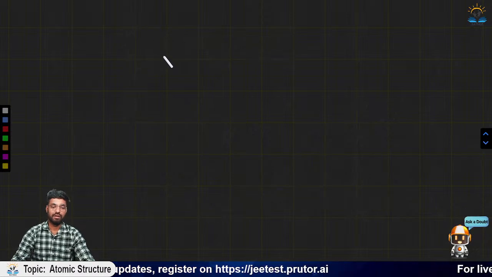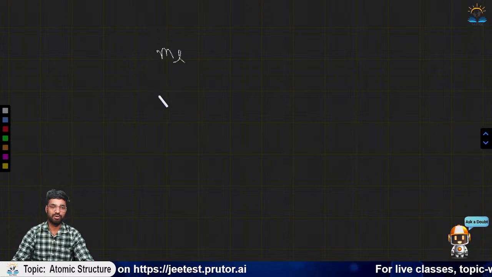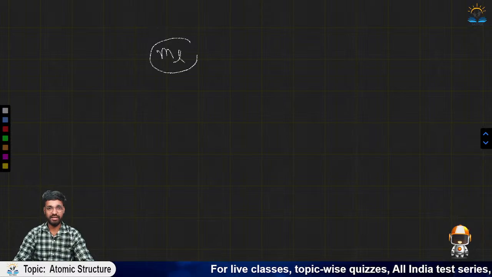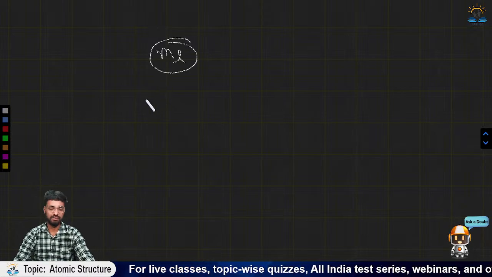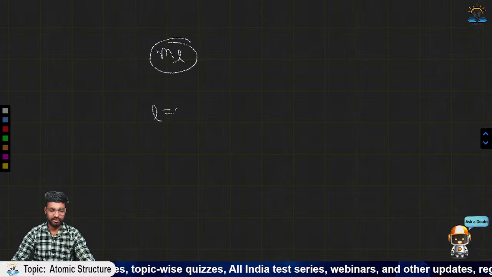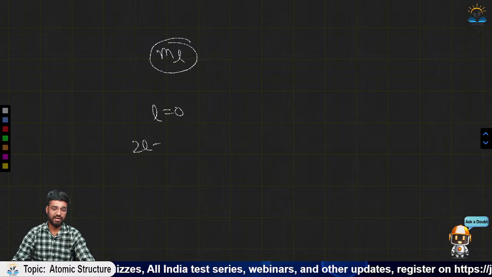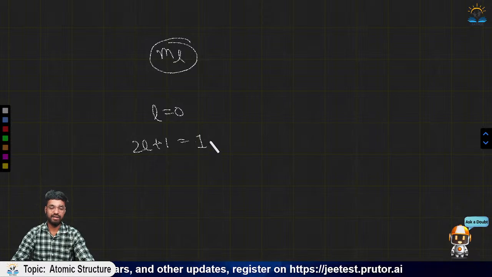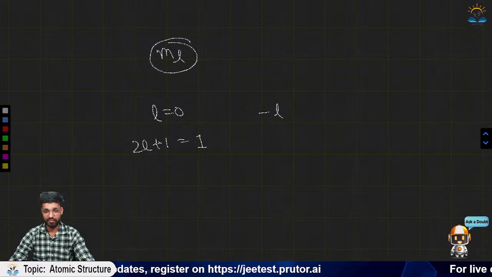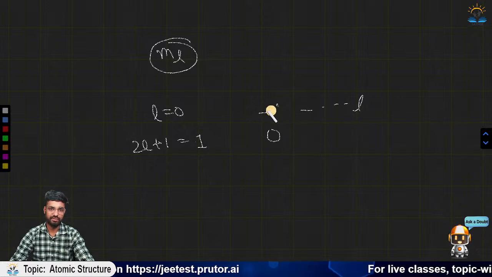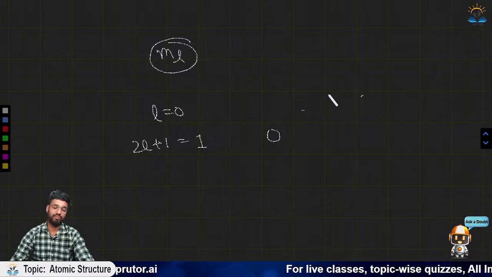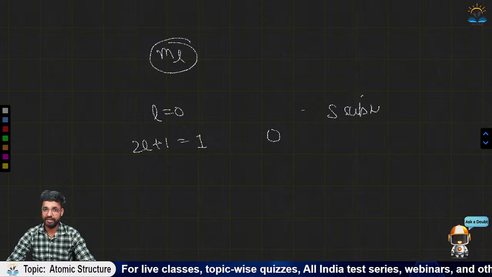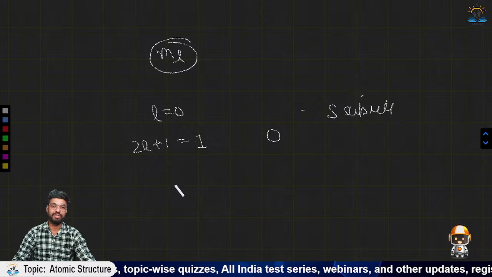Then we have seen the ML, that is the magnetic orbital quantum number. What is this ML? It represents the orientation. It basically tells about the number of orbitals we have in a subshell. For L equals 0, we will have 2L plus 1 orbitals, that is 1, and its value will be minus L to plus L. So for this it will be 0 only. So we have only one S orbital. It has no orientation as it is spherical in shape.